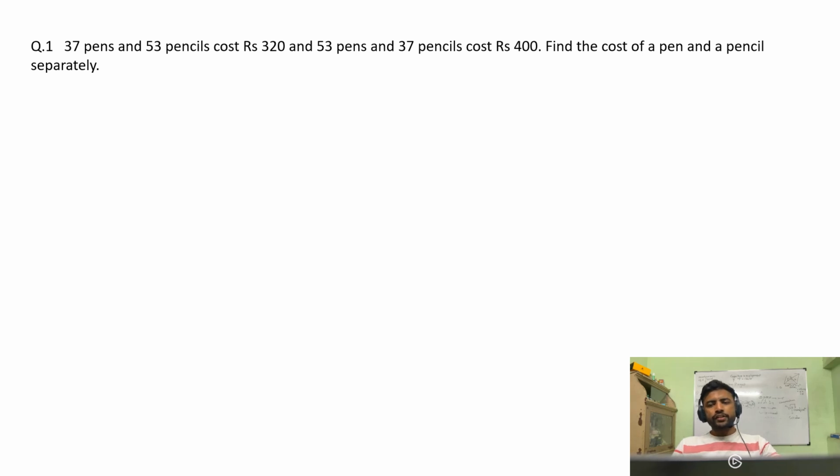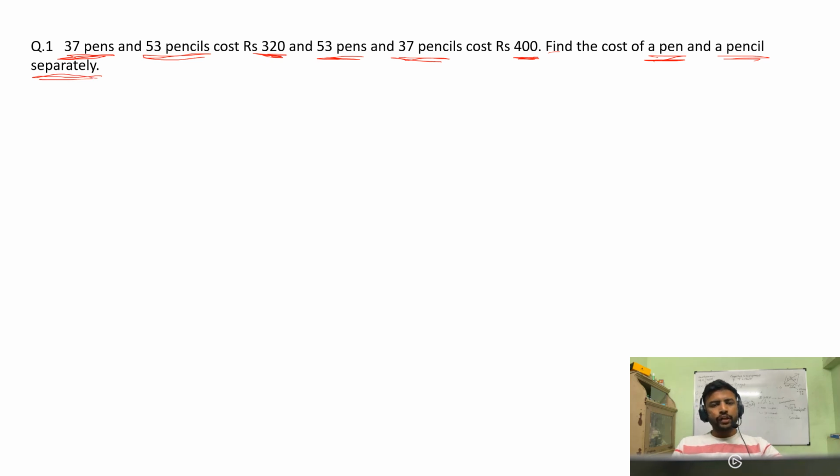See, the first example is based on the cost type. So what is written over here? There are 37 pens, 53 pencils, and the cost is rupees 320. Again, it is given there are 53 pens and 37 pencils, and the cost is 400. And what we have to find is the cost of a pen and a pencil separately.